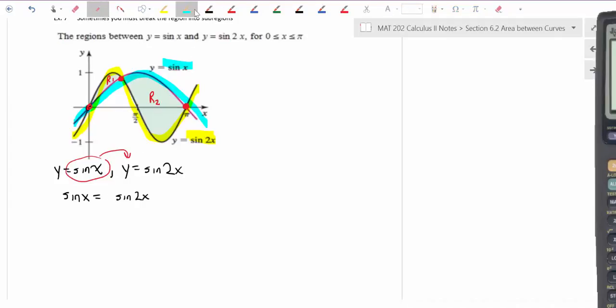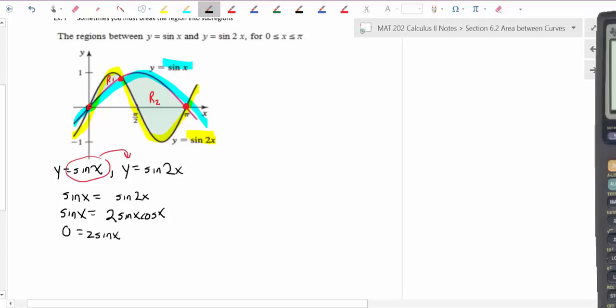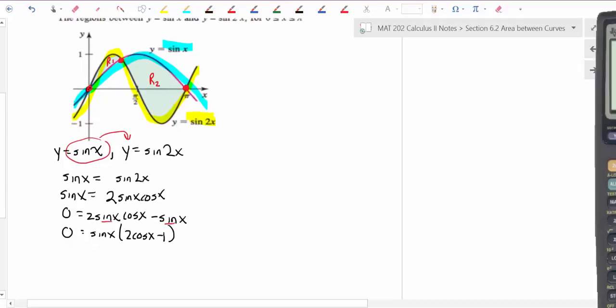So what we need to do is use the identity. One thing that you would have learned is that sine of 2x is the same as 2 sine x cosine x. That's an identity that you can use on this one. So I'm going to move this to the other side to get 0 equals 2 sine x cosine x minus sine x, and then I can solve this equation by factoring. You can factor a sine out of that, which gives sine x times (2 cosine x minus 1). And then you can set each factor equal to 0.